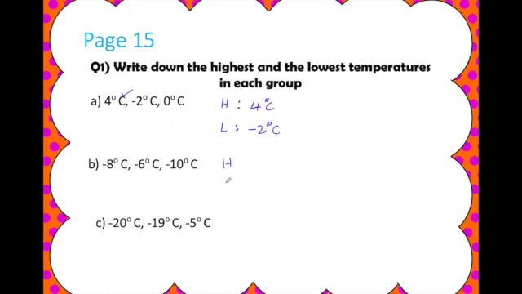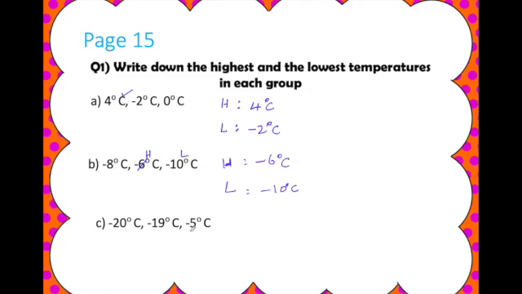Once again, in question B, we have all of them negative numbers. So to choose the highest number, the highest value goes to the least negative number. The least negative number is 6, so this will be highest. Once again, negative with the least number will have the highest value. So negative 6 degrees Celsius is the highest and negative 10 is the lowest.